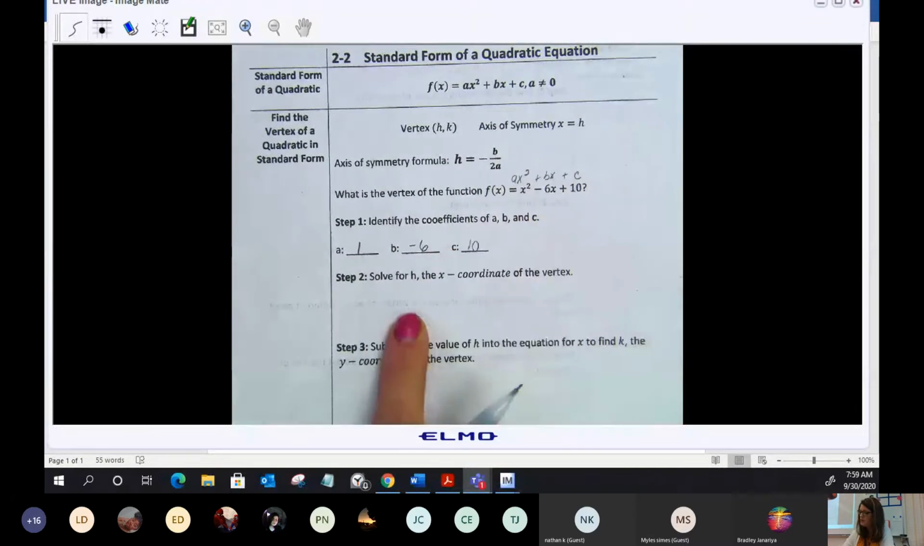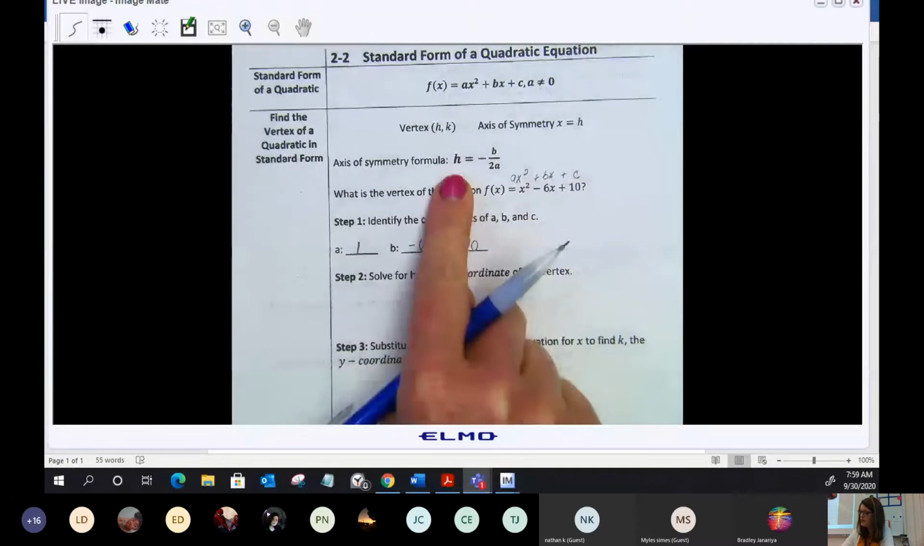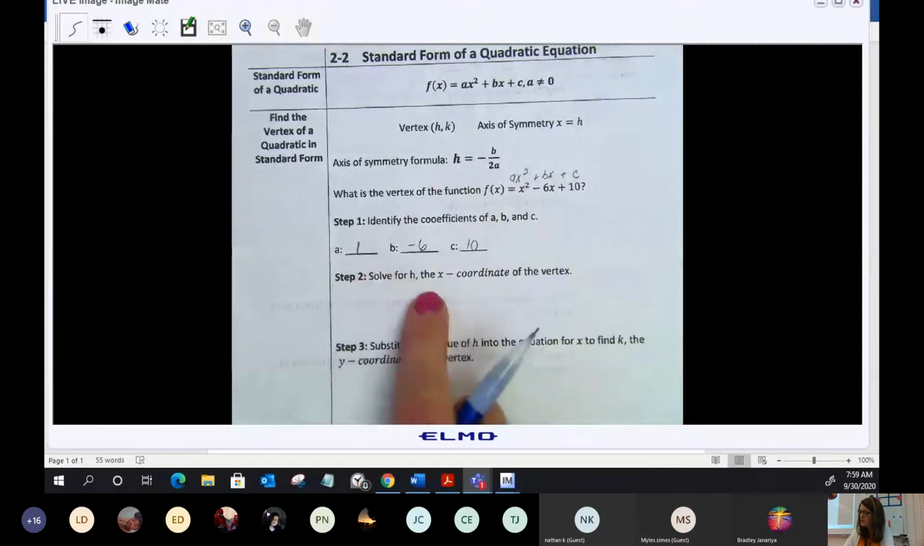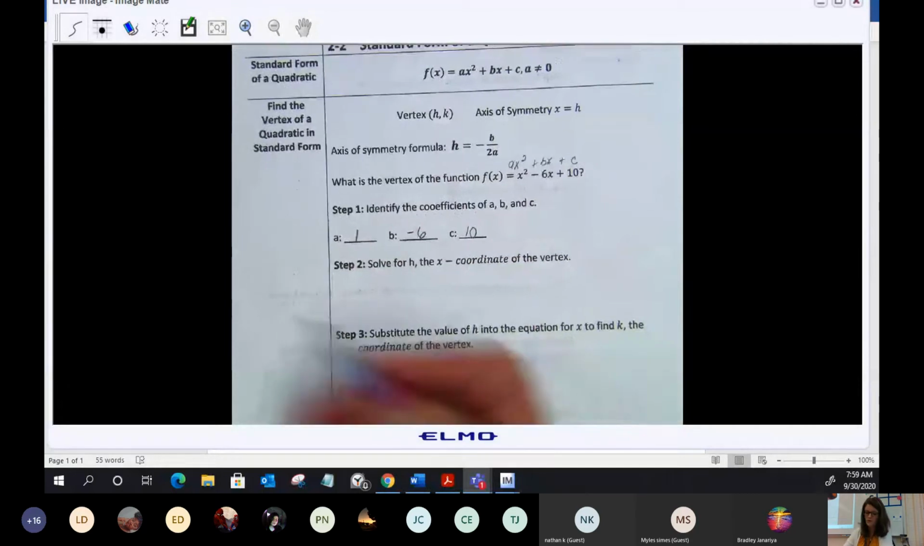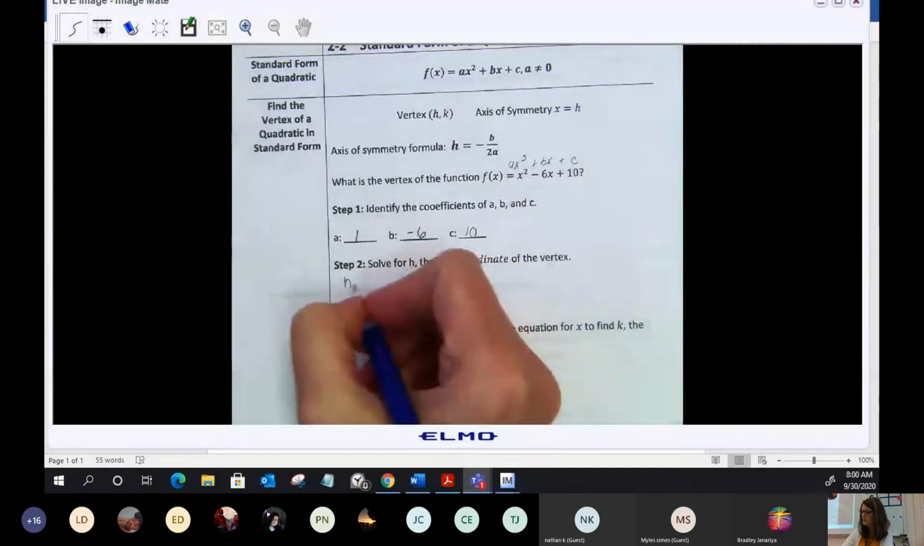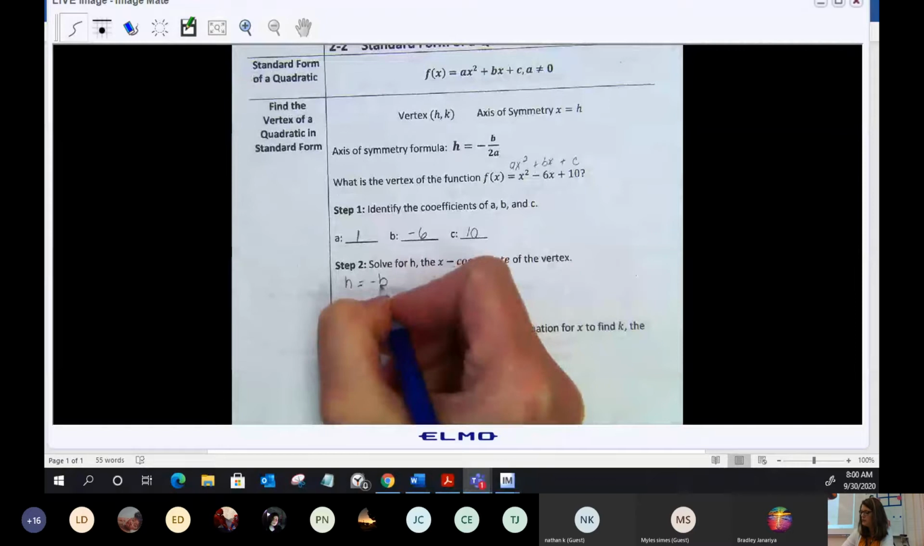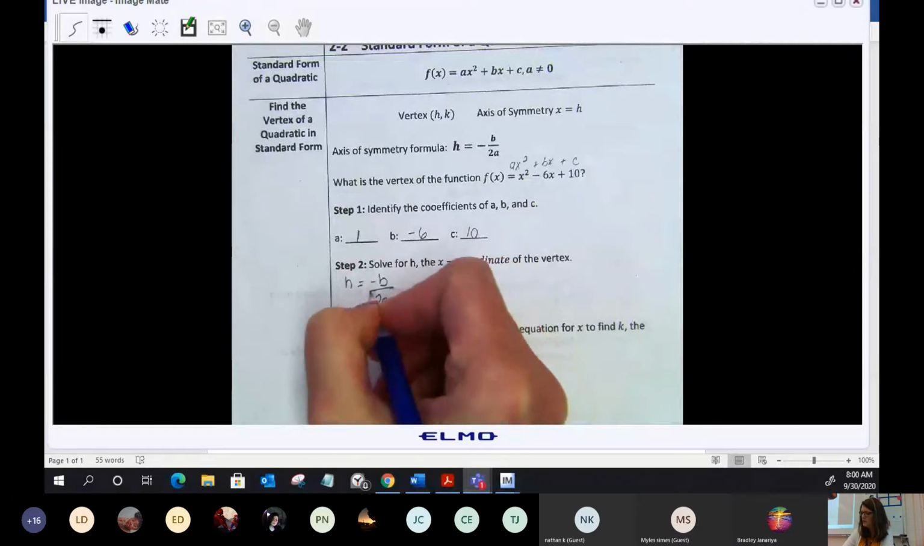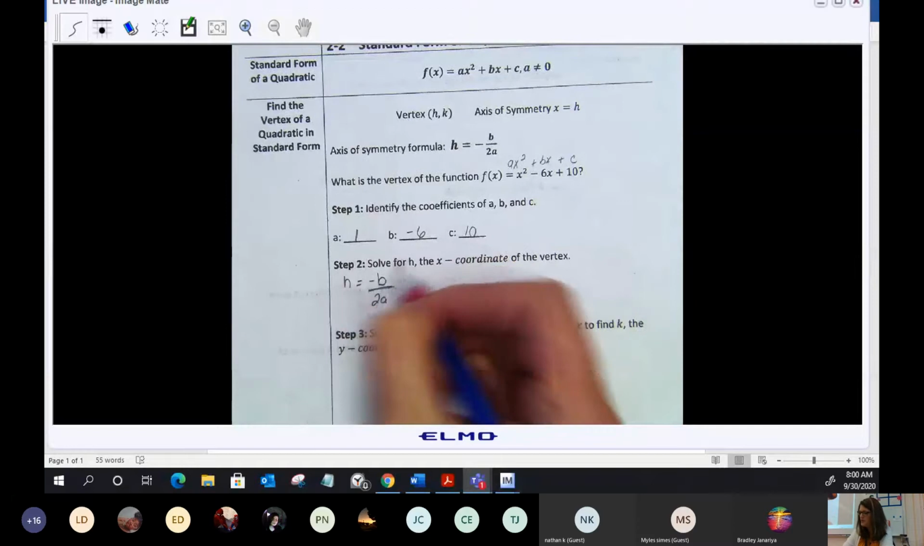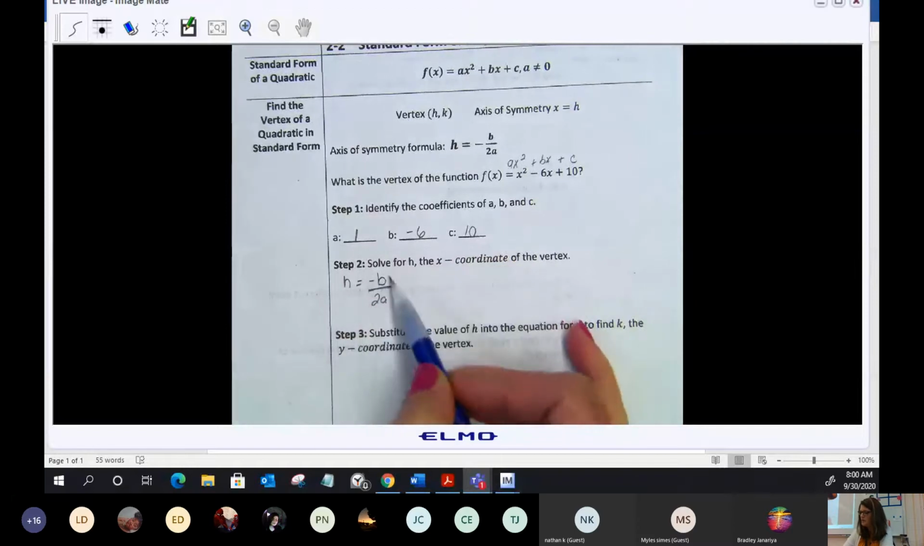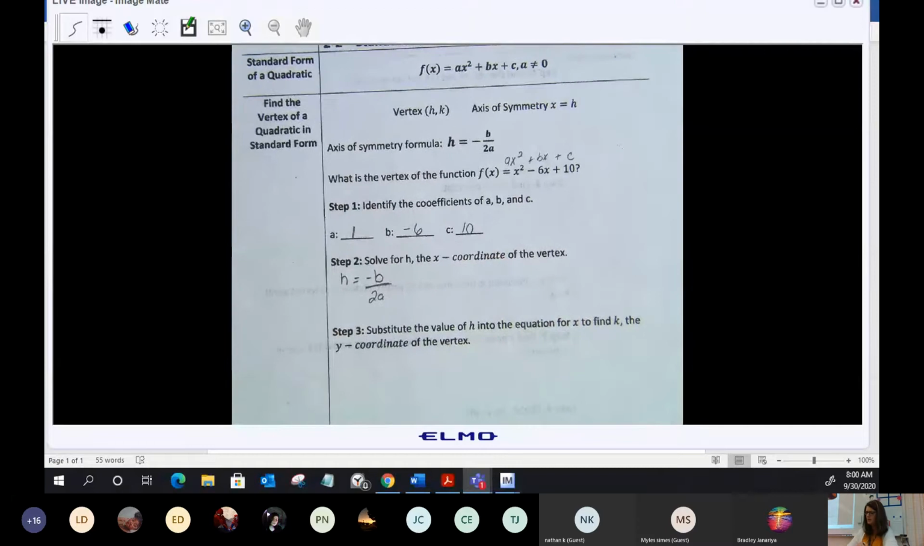So now all we need to do is go back to our axis of symmetry formula and substitute these values in to find out what my h value is. So h equals the opposite of b all over 2a. If any of you are familiar with the quadratic formula, you'll notice this is what is outside of the square root portion of that formula. We will be doing the quadratic formula, I believe that is in topic 2.6.